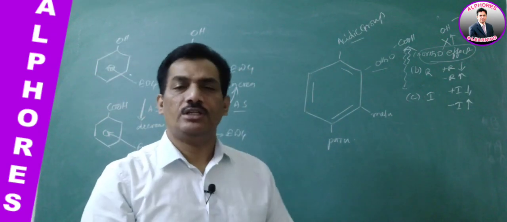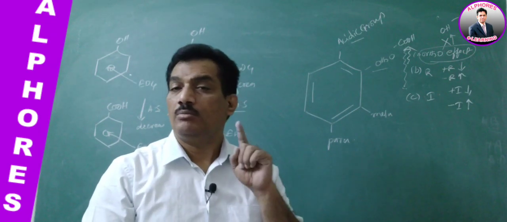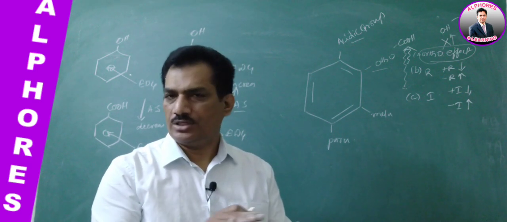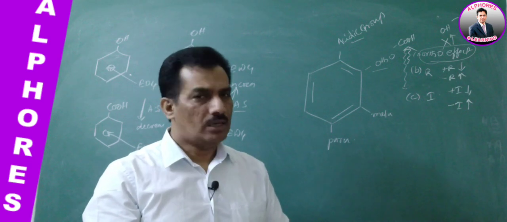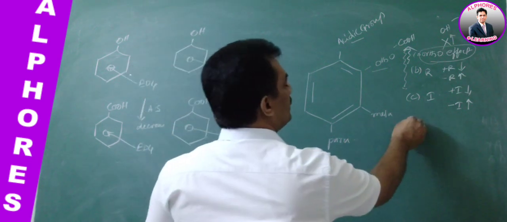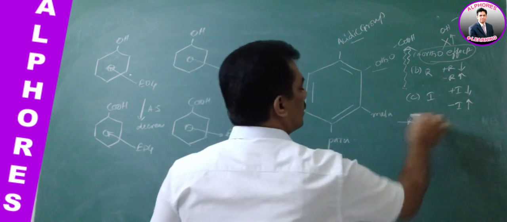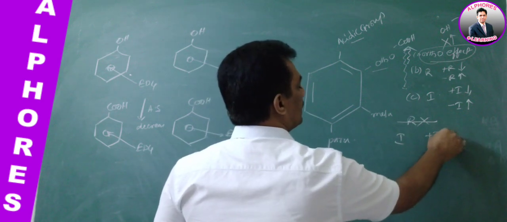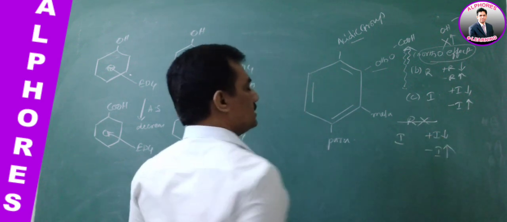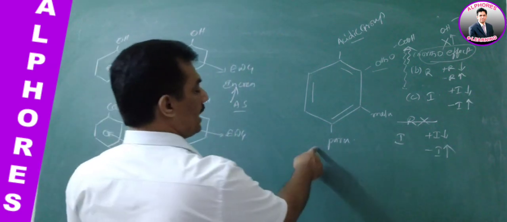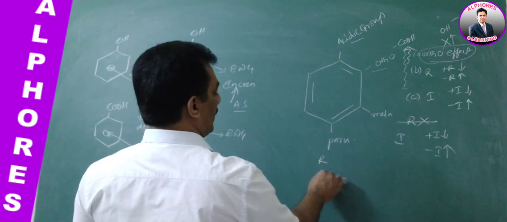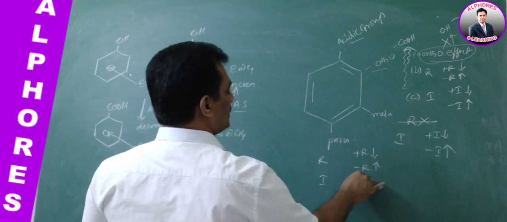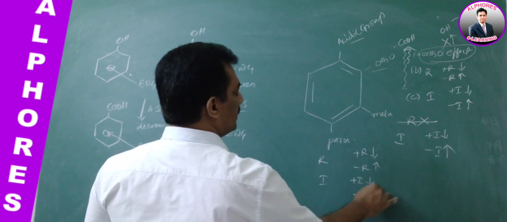But that ortho effect is in operation only in case of an acidic group, benzoic acid. In case of phenol, such ortho effect is not in operation. Clear? And next, in meta position, there is no R effect. R is not working. Here only the inductive effect, and that too the same: plus I decreases, minus I increases the acidic strength. And now coming to para. Here R and I: plus R decreases, minus R increases, plus I decreases, minus I increases.